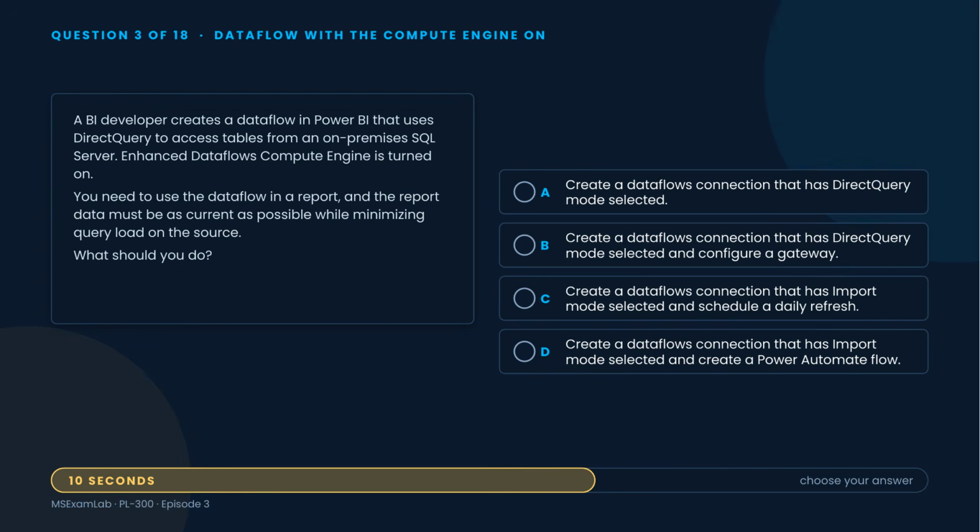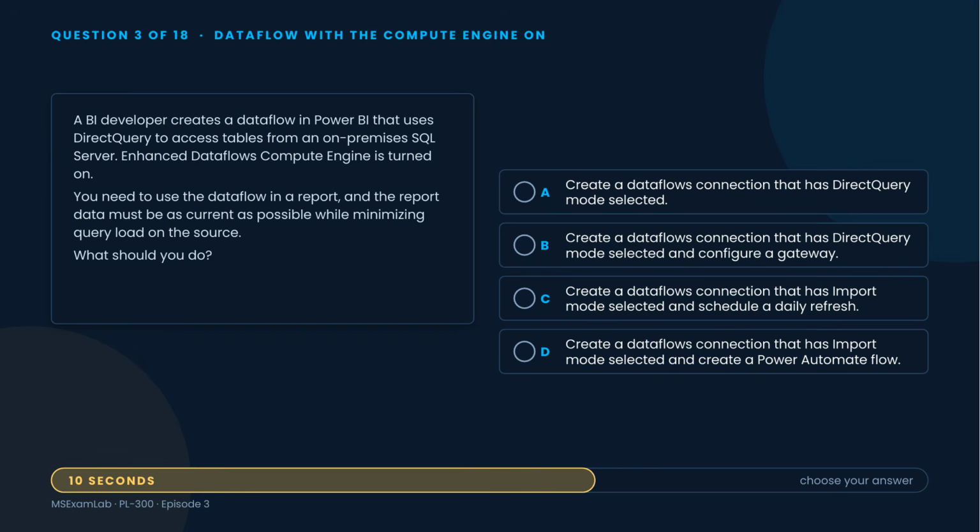Question 3 of 18, Dataflow with the compute engine on. A BI developer creates a dataflow in Power BI that uses DirectQuery to access tables from an on-premises SQL Server. Enhanced compute engine is turned on. You need to use the dataflow in a report, and the report data must be as current as possible while minimizing query load on the source.